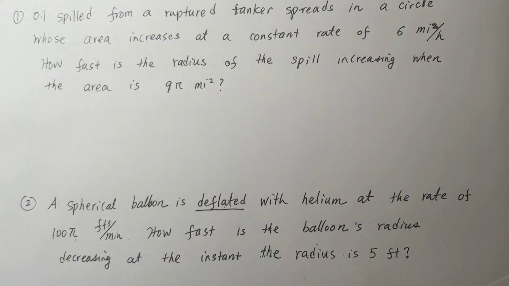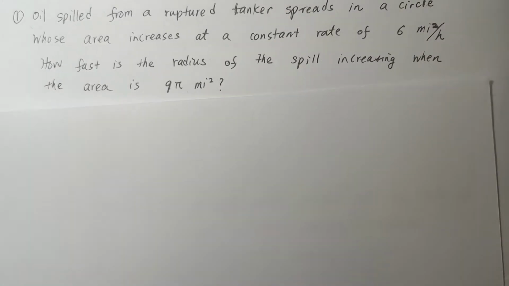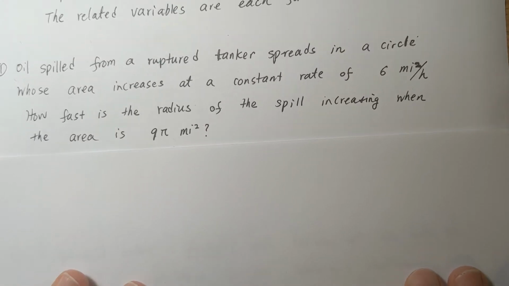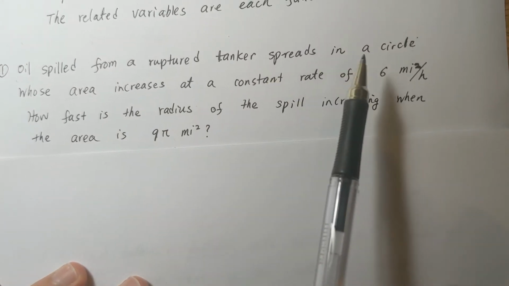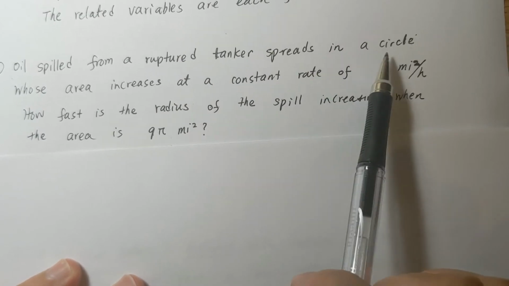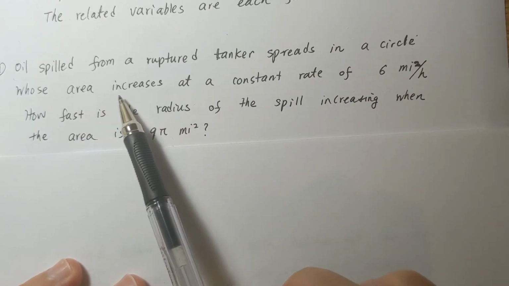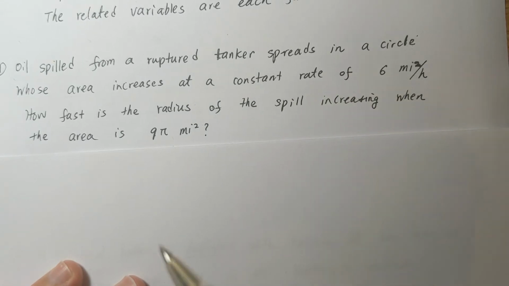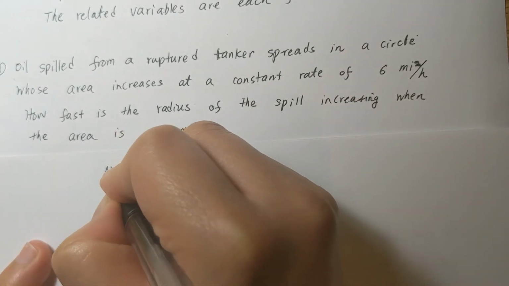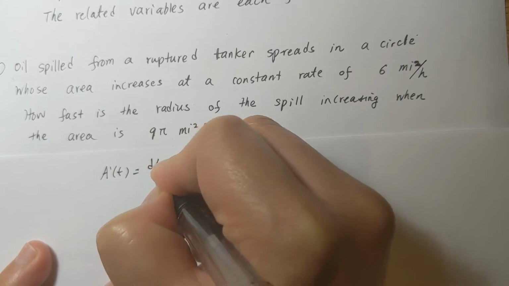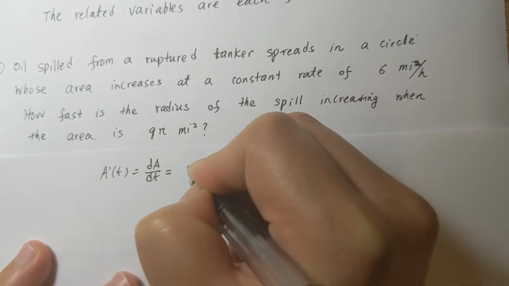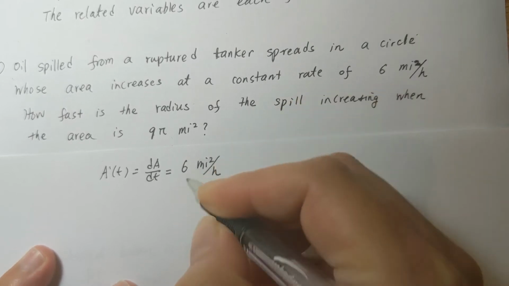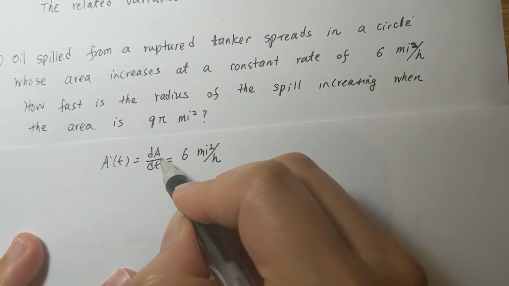Now, let's take a look at question number 1, and we're going to solve it together. So here it says that the circle's area increases at a constant rate of 6 square miles per hour. So it means A prime of t, or dA dt, equals 6. We are going to review two different notations today. A prime of t is dA dt.